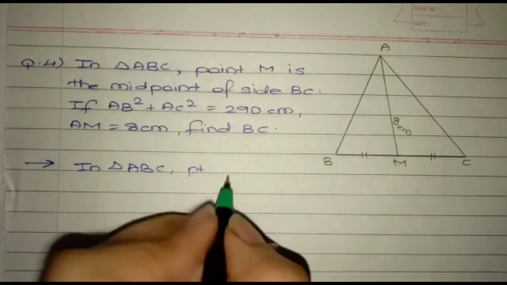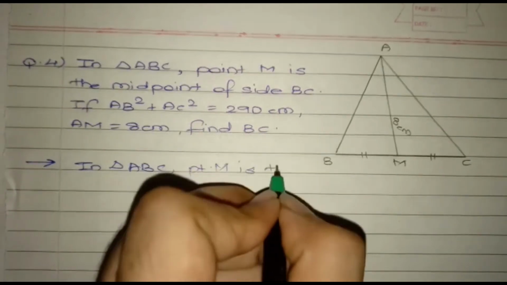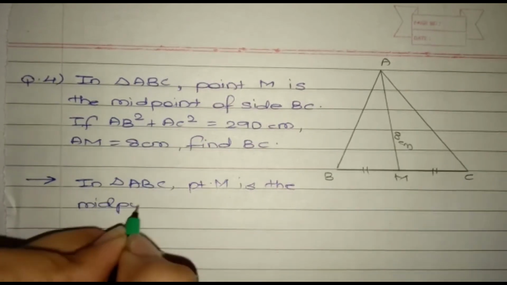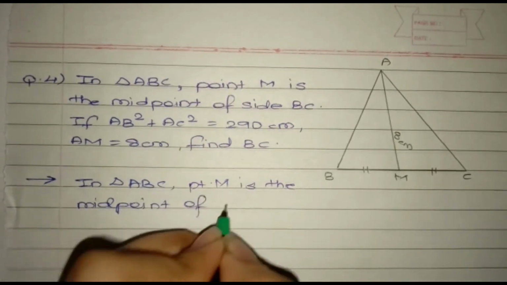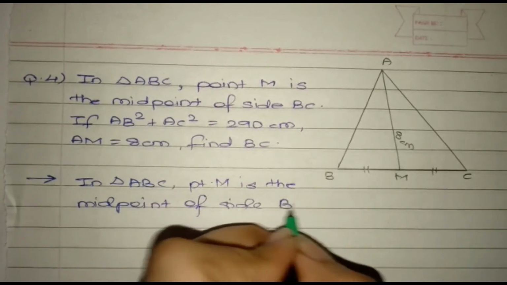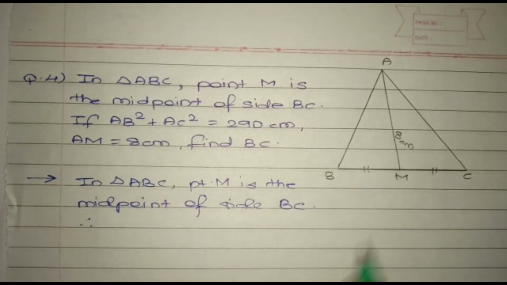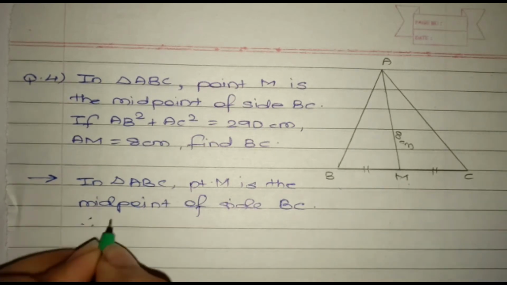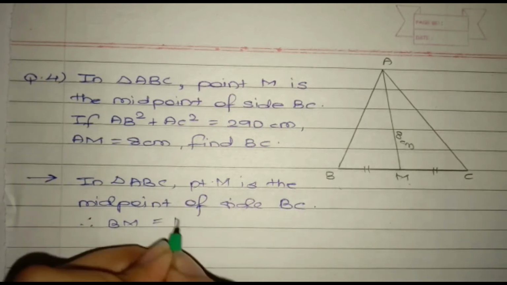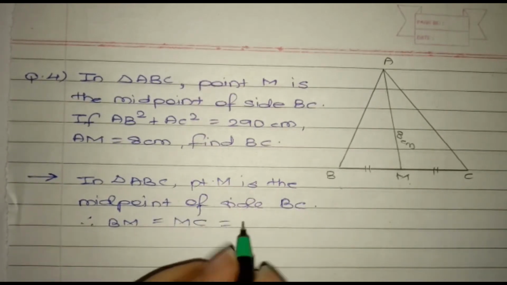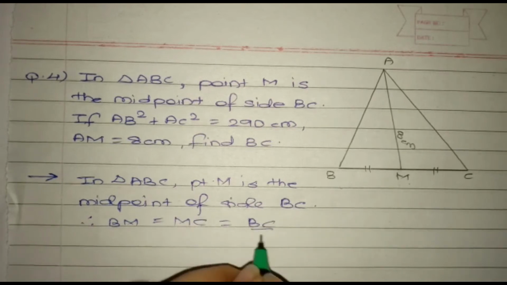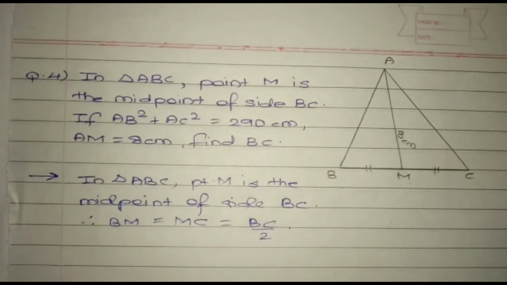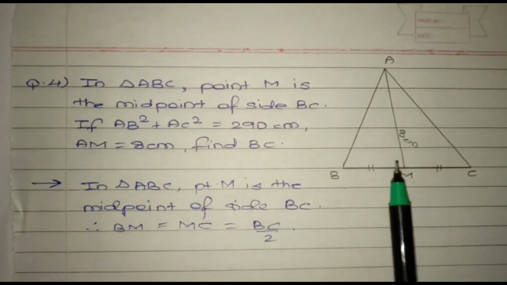point M is the midpoint of side BC. Therefore BM is equal to MC is equal to half of BC, that is BC by 2. Okay, we have to write this in each and every sum as I have said earlier. Now let us apply Apollonius theorem to this triangle.